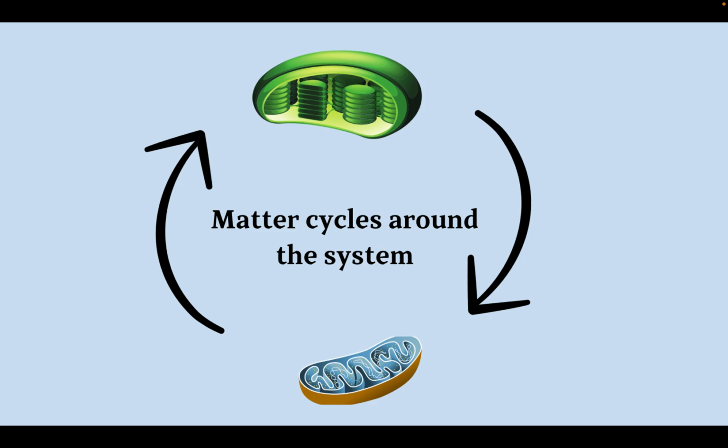Matter cycles around the system, right? You're using the same molecules going around and around and around, not necessarily within the same plant cell all day long, but within the system of our Earth. Okay, the matter is being exchanged between plants and animals constantly, and has for millions and millions of years.